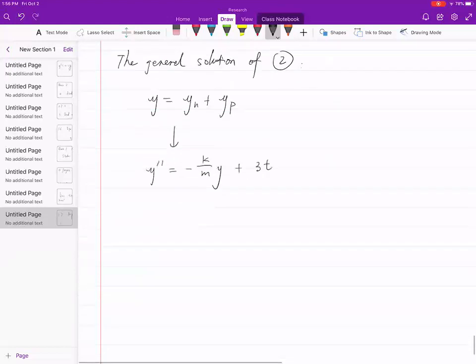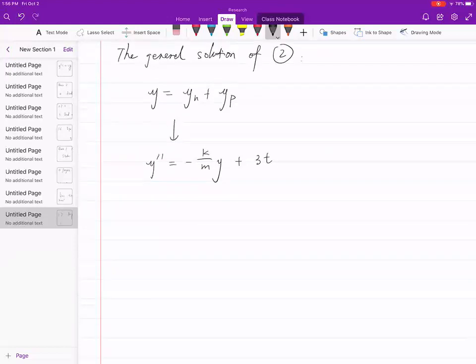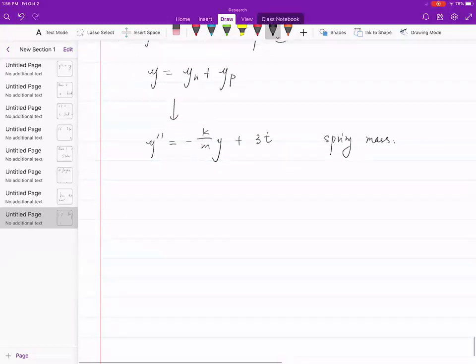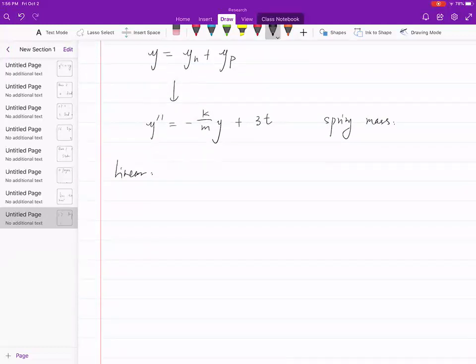Think about it. Number one, this comes from a spring mass system. Okay. And it is linear. As long as it's linear, it really doesn't matter which order you have. You can have third order, fourth order. You basically just solve two things.